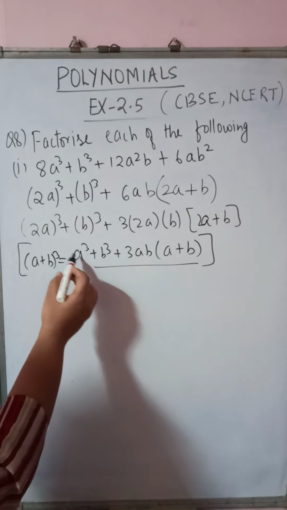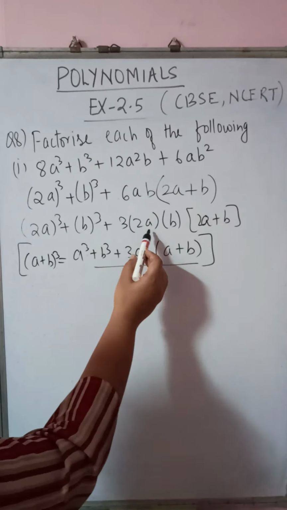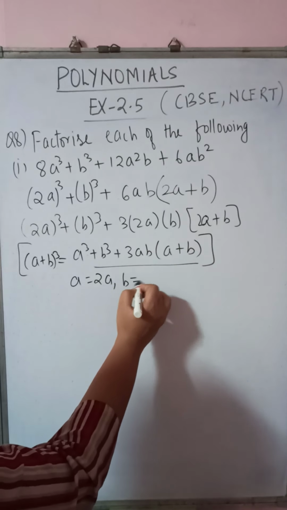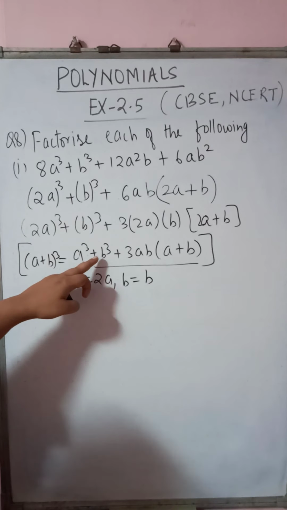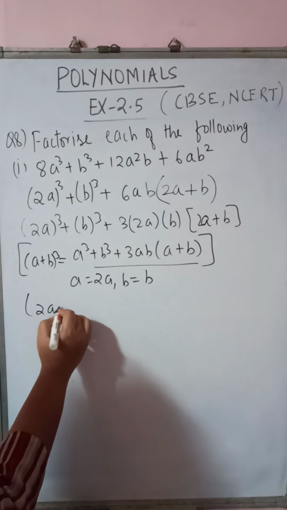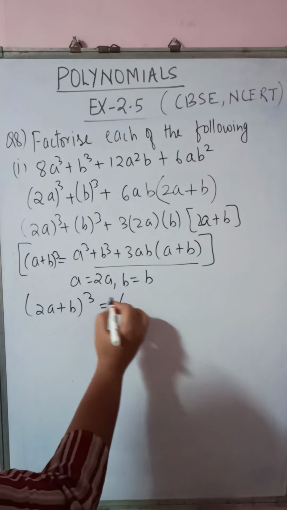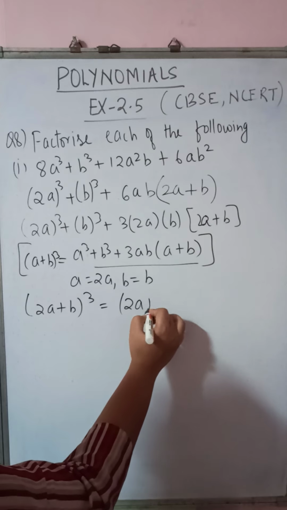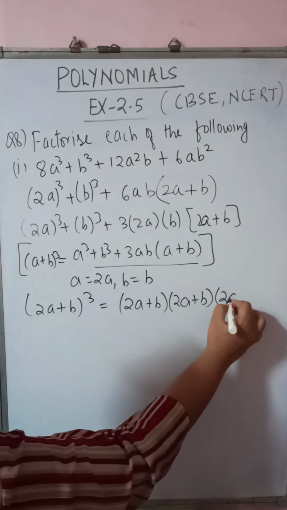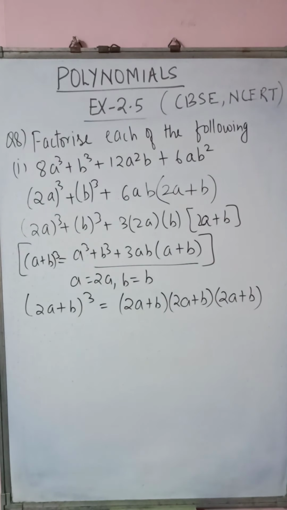Now compare. In place of a, 2a. In place of b, b. So 3ab means a is what? a is 2a and b is b. So this can be written as a plus b the whole cube. So what is a? 2a plus b the whole cube. Further, last step, it is cube. So you can write 2a plus b into 2a plus b into 2a plus b. So this question is done.